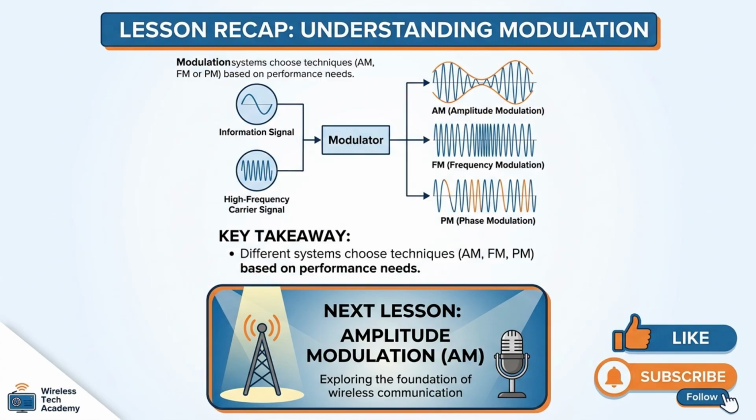In this lesson, we learned that modulation is the process of placing information onto a high-frequency carrier by changing its amplitude, frequency, or phase. We also explored the major categories of modulation and saw why different communication systems choose different techniques based on their performance requirements. In the next lesson, we will study amplitude modulation, AM, and learn how one of the earliest modulation techniques laid the foundation for modern wireless communication.